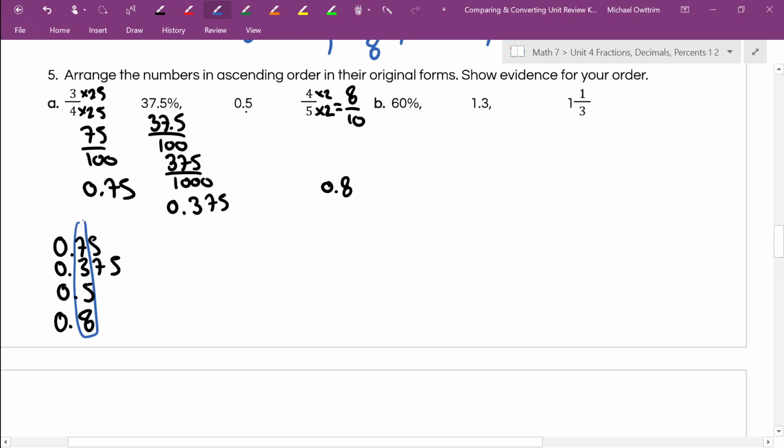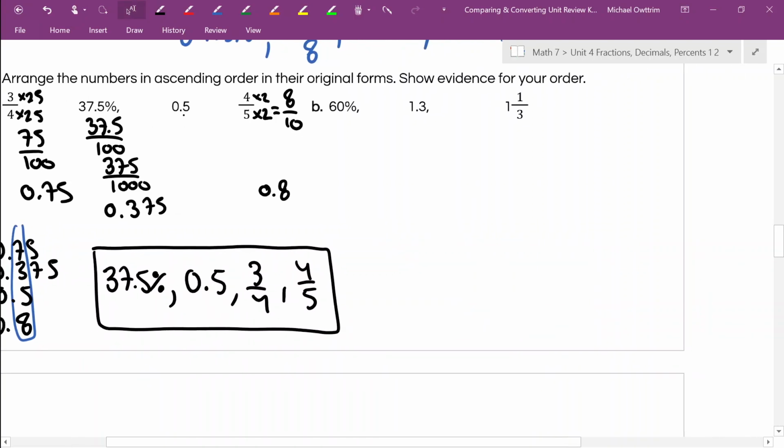And again, this is a question where we can compare just by looking at that tenths place. We want ascending order, so getting bigger. We're going to start with our smallest number. That was the 3 in the tenths place, which was 37.5 as its original value. Our next smallest number is our 0.5. Next is 0.75, which comes from 3/4. And then our 0.8, which was 4/5 originally.